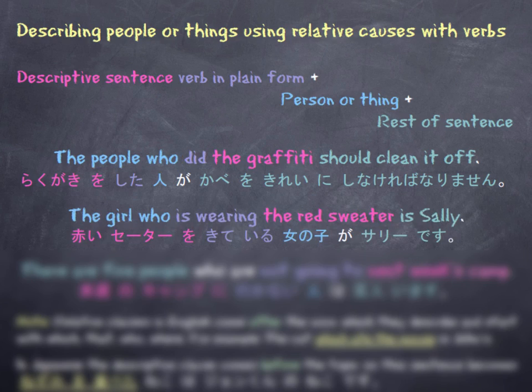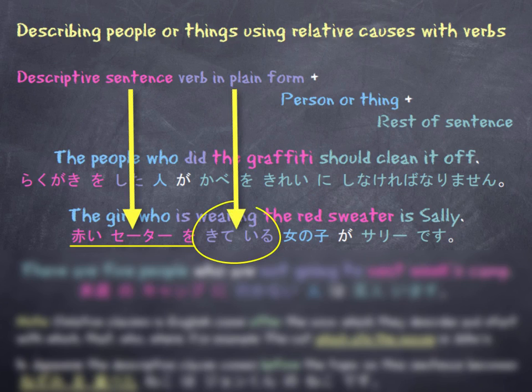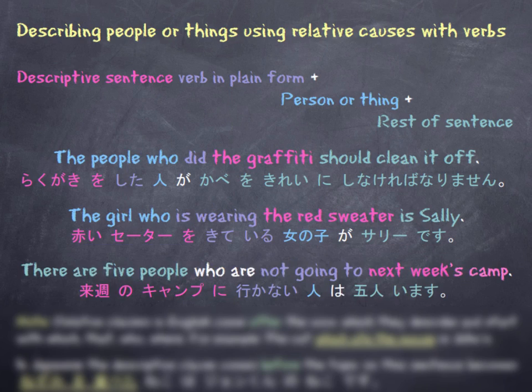The girl who is wearing the red sweater is Sally. 赤いセーターを着ている女の子がサリーです. So we can see this first part here in pink is our descriptive sentence. 赤いセーターを, and our verb is in plain form, 着ている, which means wearing. And then we have our person or thing. And in this case, it's 女の子, girl. And then we have the rest of our sentence, which is サリーです, it's Sally. Let's take a look at a final example here.